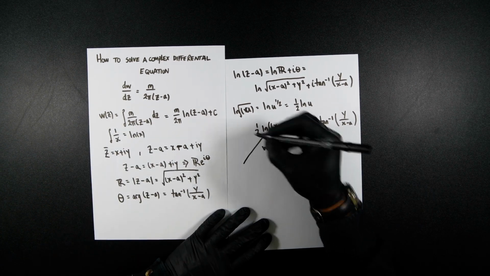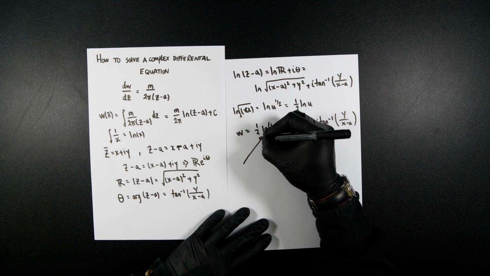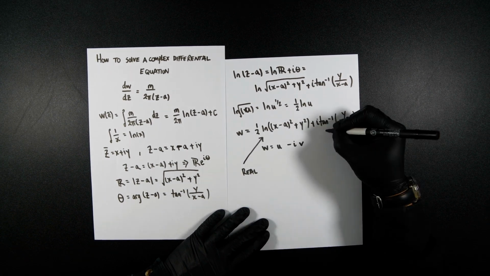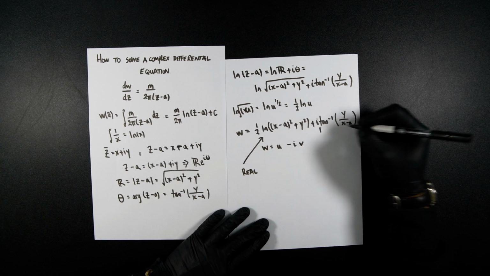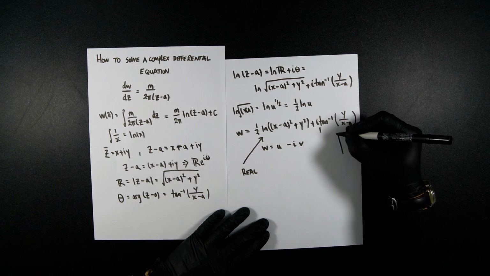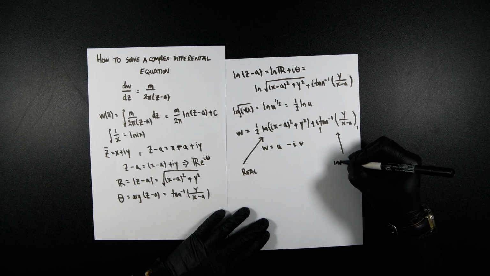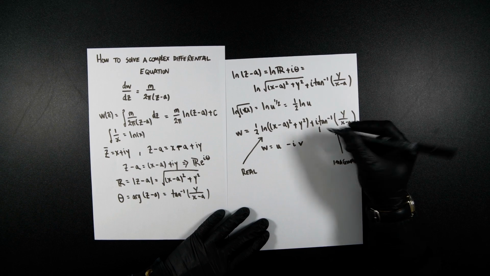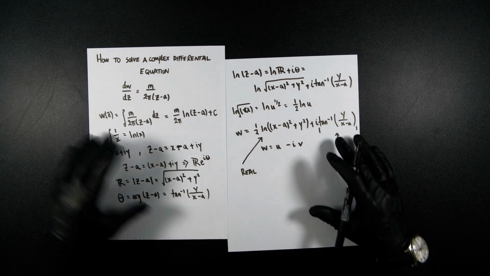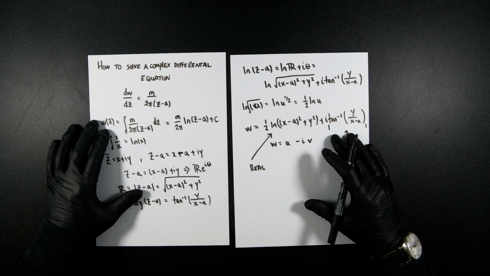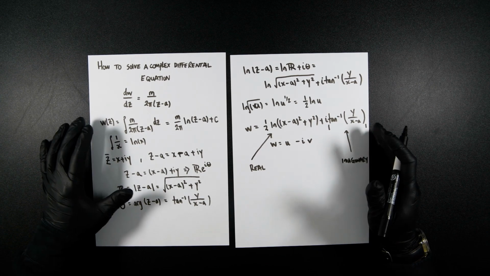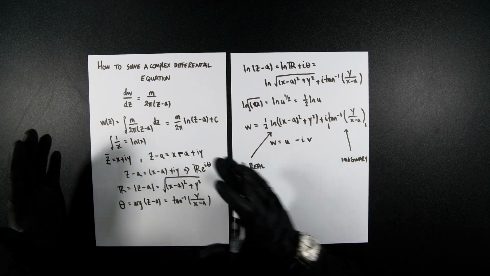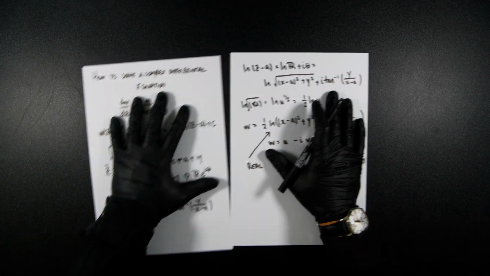So we know that if this is w equals, this part is real, and this part from here to here is imaginary. So it doesn't include the i. So we've now been able to solve this complex differential equation and represent it in its real and imaginary parts using identities.